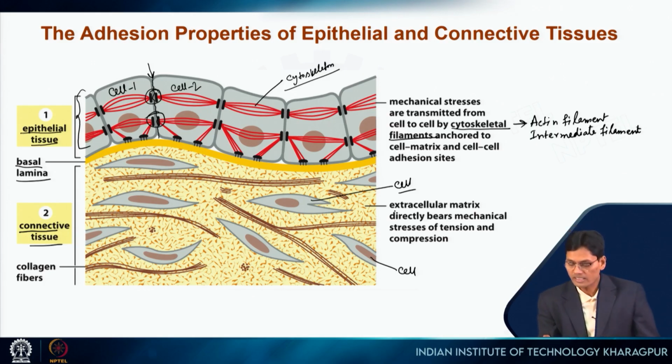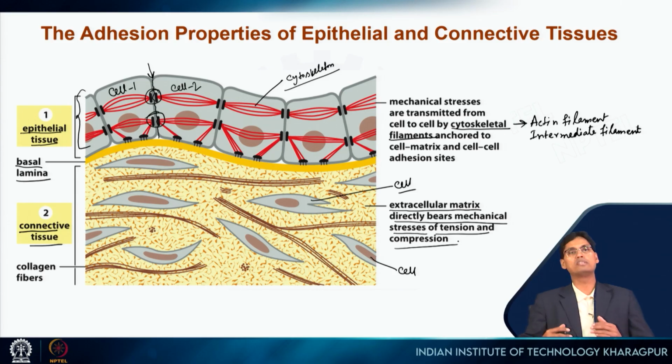Now in connective tissue, the extracellular matrix directly bears mechanical stresses of tension and compression. This is the major difference between epithelial tissue and connective tissue. Examples of connective tissue are tendon and bone. And epithelial tissue, as you already know, includes intestinal epithelium, our skin layer, and many other portions of our body.